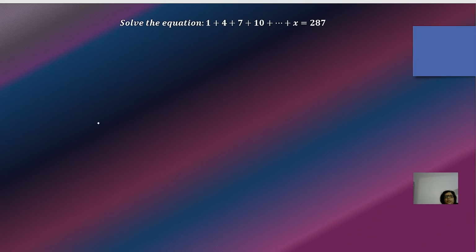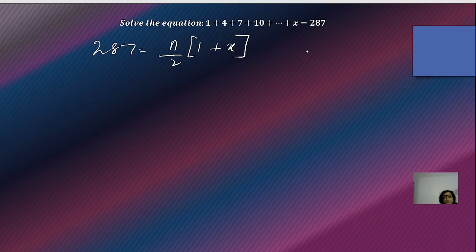The next question is, solve the equation 1 plus 4 plus 7 plus 10 plus dots plus x is equal to 287. So the last term here is represented by x. So let's see, if we use the second formula, 287 is equal to n by 2. First term is 1, the last term is x. So we get over here 287 is equal to n by 2 into 1 plus x.